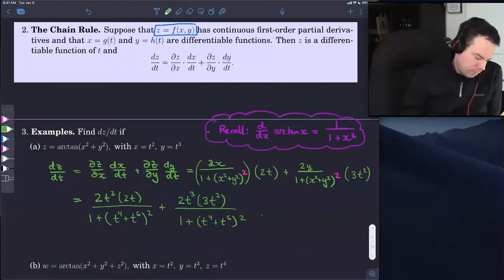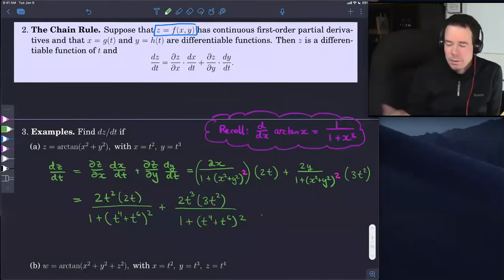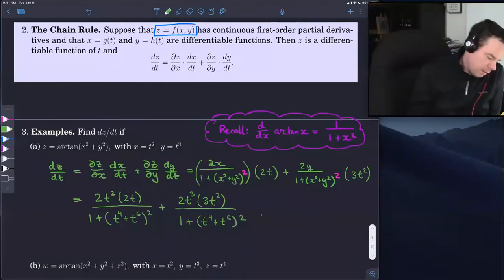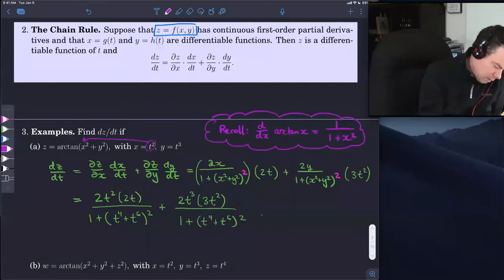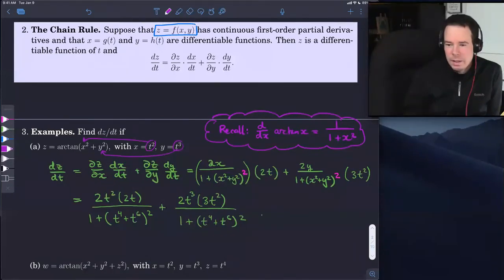We can clean it up a little bit. We could put it over a common denominator, but the idea here is we've done the new part. We've done the derivative. The rest is just algebra. I do want to point out that this is a question that you could have very well done in Calculus 1. How could you have done it in Calculus 1? Well, the first step you could have done was just taken the t squared and plugged it into here, and taken the t cubed and plugged it into there. And now you've got z is arctan of t to the 4th plus t to the 6th, and then just done its derivative because it's a function of a single variable. So you could very well have got the same result using techniques from Calculus 1.